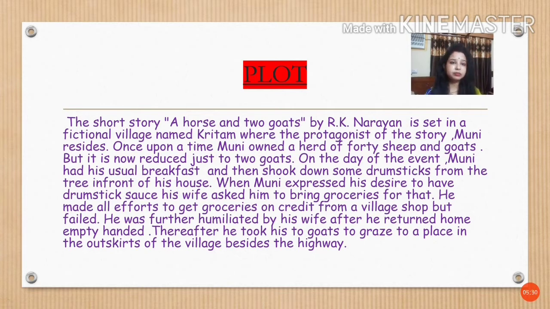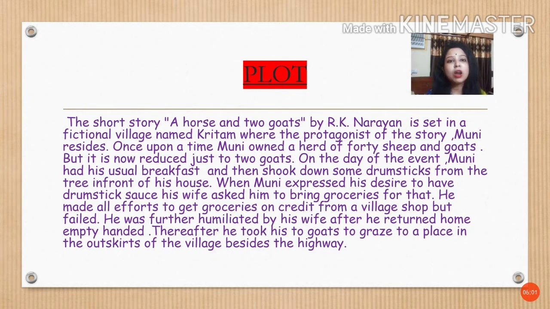When Muni expressed his desire to have drumstick sauce, his wife asked him to bring groceries for that. As we already know, Muni was a poor Tamil villager, so obviously he lacked money. When he told his wife that he wanted to have drumstick sauce, she said, you first go and collect some groceries, because only if you bring groceries can I cook you drumstick sauce.